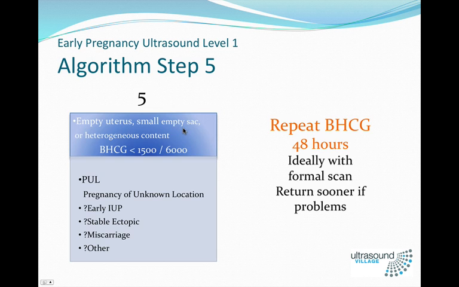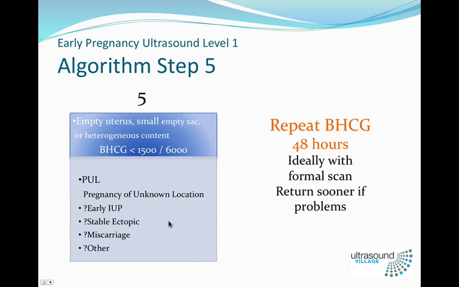or a small empty sac, so that little sac, which you think's a gestational sac, but it might still be something else. It could be a stable ectopic. It could be a miscarriage, particularly if there's heterogeneous content, you've got clot in the uterus. And it could also be a molar pregnancy. So what do you do with this group? They're stable. We've already said they're not hemodynamically unstable because that's an exclusion criterion, step 1. They're stable, they've not got terrible pain, they've not got huge amounts of bleeding, but they've got a low beta-HCG. They could be early pregnancy, they could be ectopic, they could be miscarriage.